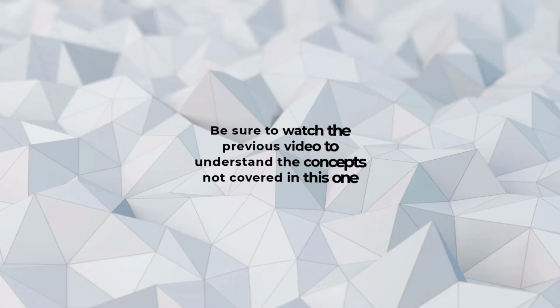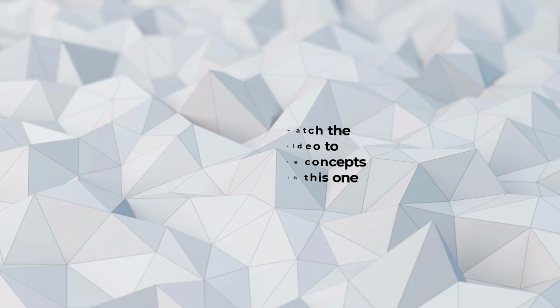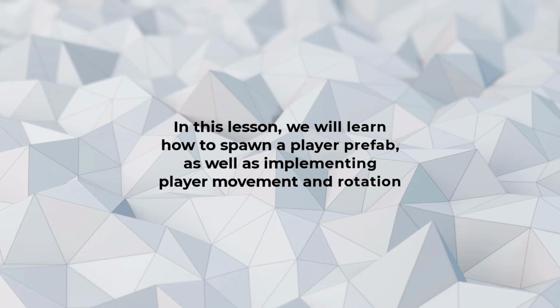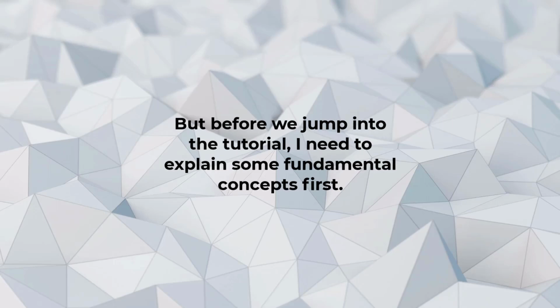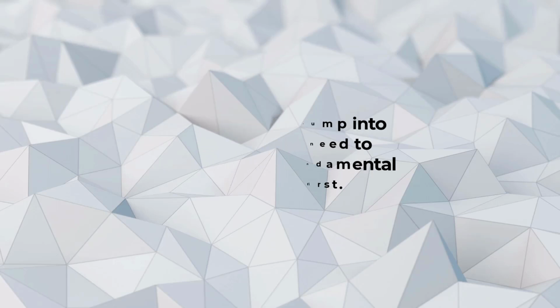Be sure to watch the previous video to understand the concepts not covered in this one. In this lesson, we will learn how to spawn a player prefab, as well as implementing player movement and rotation. To keep things simple and avoid unnecessary complexity, we will not be using a rigid body. But before we jump into the tutorial, I need to explain some fundamental concepts first.